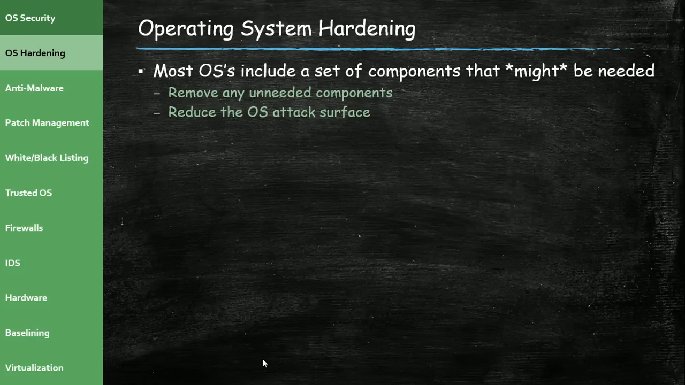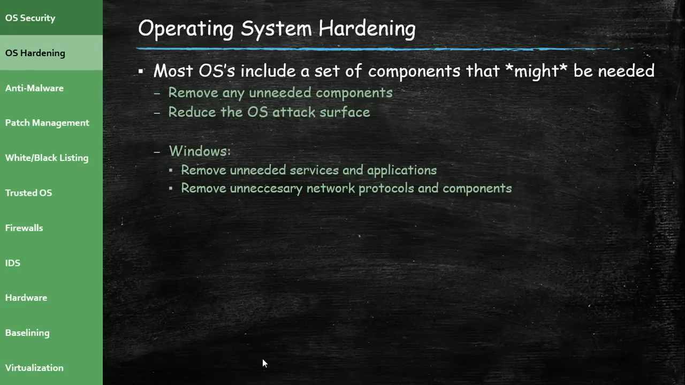But all of those could be client-side operating systems. And just like we harden on the server side, we're also going to do hardening on the client side. So if we're using Windows, we would remove unneeded services and applications. Again, we've talked about this before. We're going to remove unnecessary network protocols. So if you're not using NetWare or IPX, you would remove that. Anything you don't need in general, you're going to strip from that system. And again, this is all to reduce that attack surface, so there's fewer things that attackers can take advantage of.